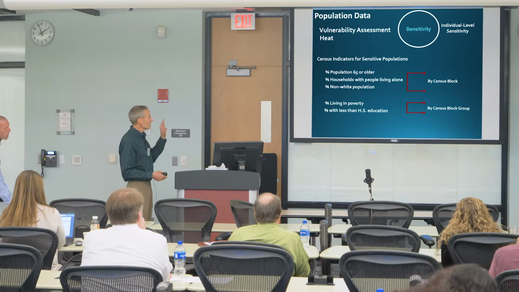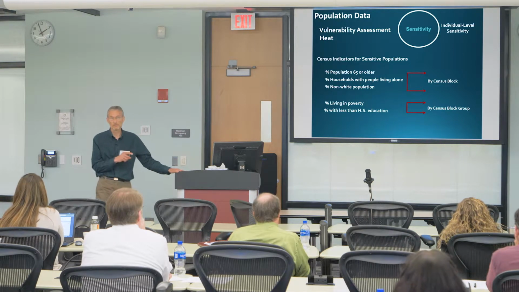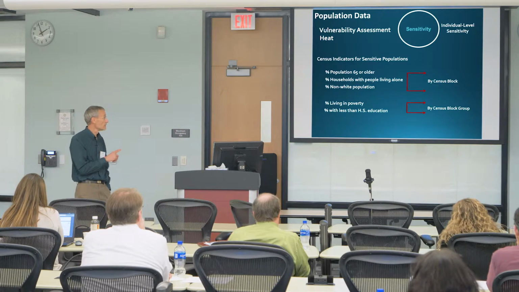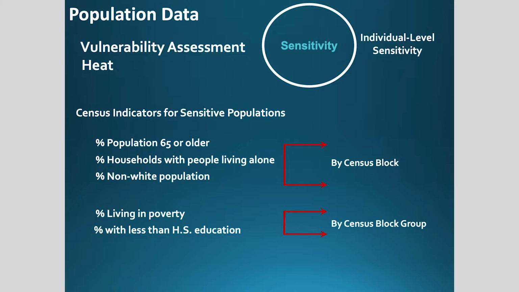In this particular section of my talk, we're using mostly census data. Census block for the first 3 maps is 65 and older, the people living alone, and the non-white population, which is the census's smallest geographic area for those particular census variables. The last two are the living in poverty and less than high school. Those are coming from the census block group data sets.